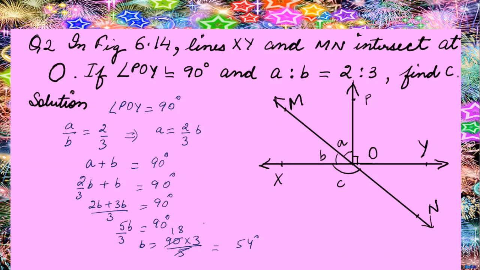Then you can say a will be 2/3 times b. So it is 2/3 multiplied by b, which is 54 degrees. So it will be 36 degrees. Okay, now you got a and b. Now we want to find out c.